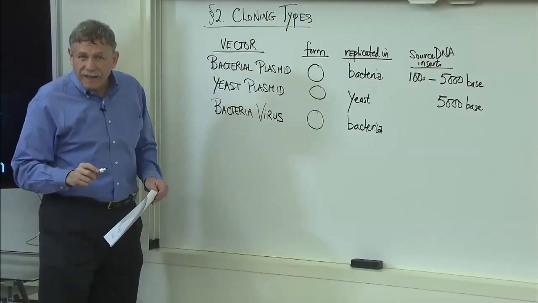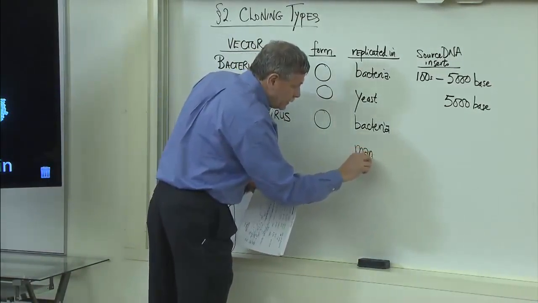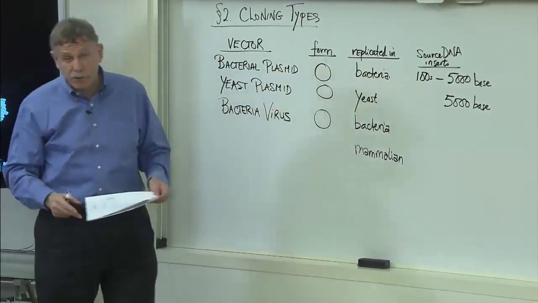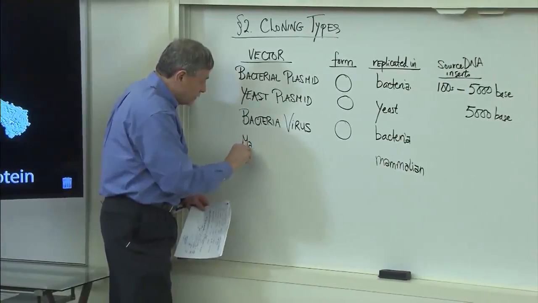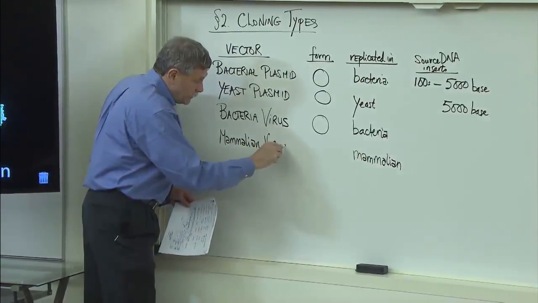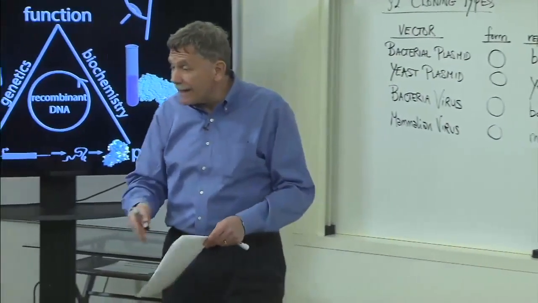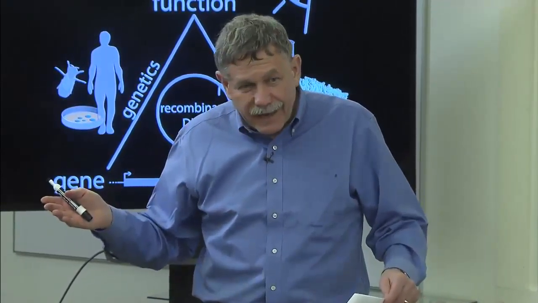Suppose I want to infect a mammalian cell. What if I wanted to infect a mammalian cell? Say, mouse cells growing in culture, human cells growing in culture. Turns out there are mammalian viruses, and you can use those to clone into. And then, same thing, make a library in mammalian cells. Pretty much anything that has a replicating piece of DNA, whether it's a plasmid, a virus.